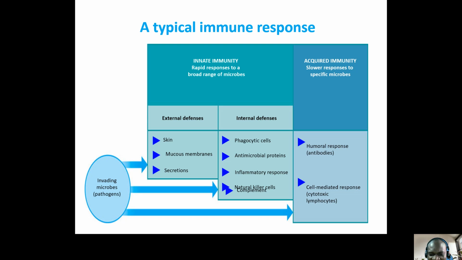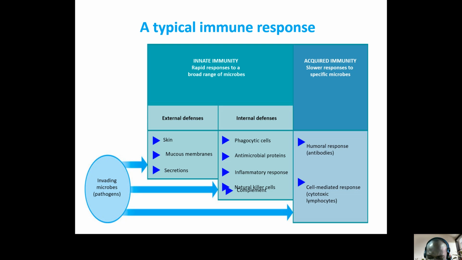So look at this: acquired immunity is slower, but it is very specific to microbes. What do I mean by specific? For example, a certain vaccine is specific to certain infections. We have a vaccine against TB, a vaccine against polio, a vaccine against measles. So you understand why we say it is specific.